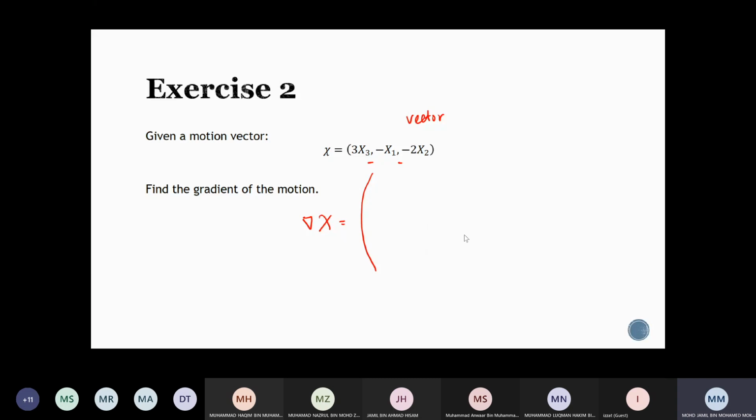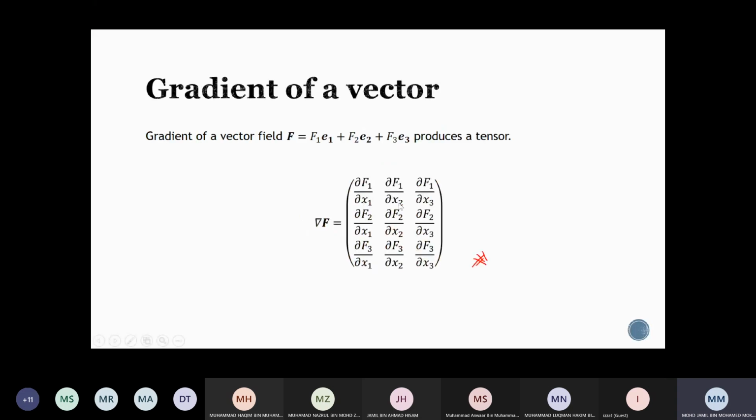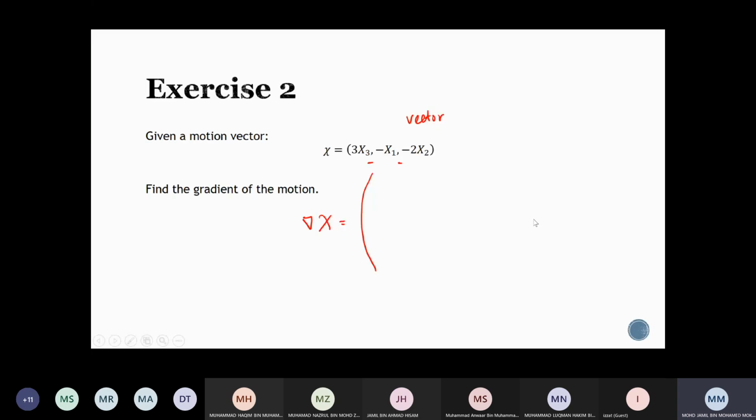So tak ingat formula, tengok dulu. 1, 2, 3. 1, 2, 3. So first you differentiate. Better tulis dulu kot.